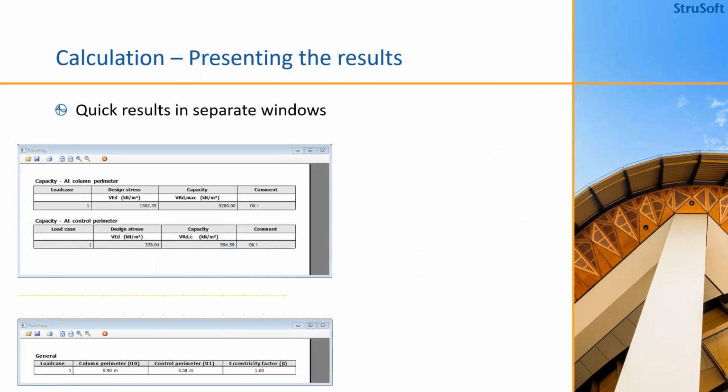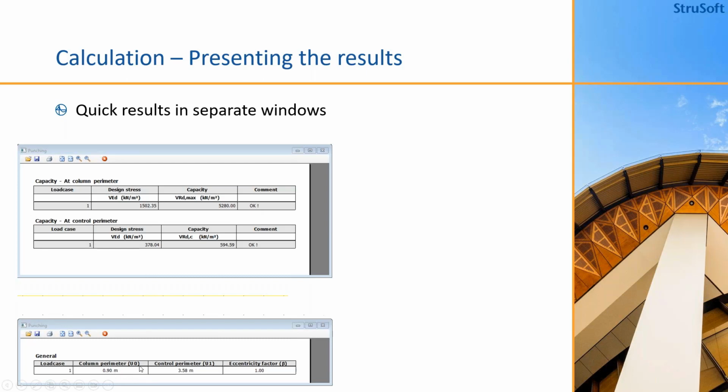When we take a look at the calculation, there is a quick result popping up here where we can see if we have the capacity needed. So there are or there might be different load cases. In this case, we only have defined one, and then we can see that the punching is okay if in the comments it says okay. There's also one result for the control parameters.